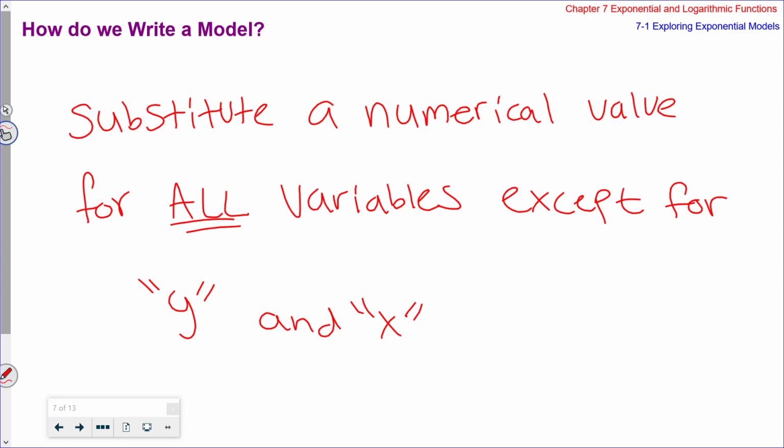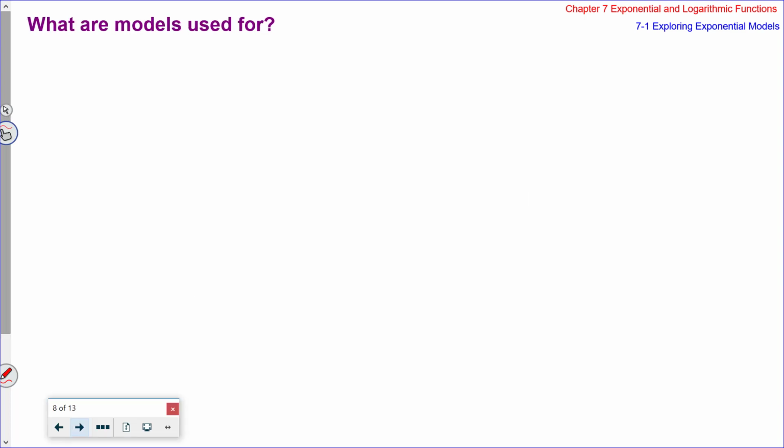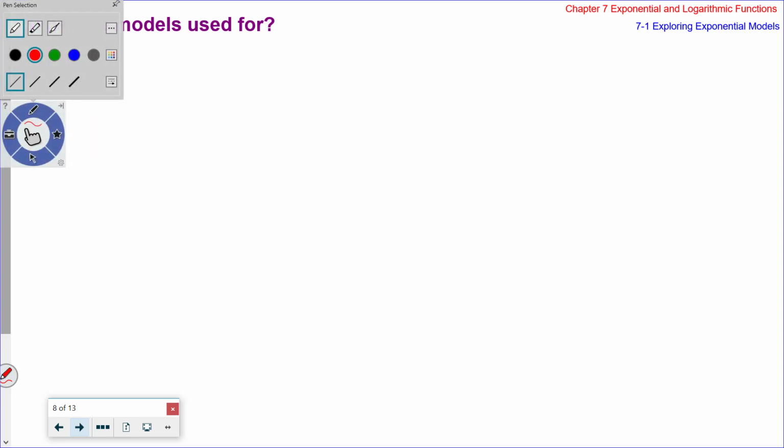Are there any questions about what I'm talking about when I ask you to write a model? Question number 2. What are models used for? What did we use models for in the past? Think about linear regressions. When we created a linear model, what did we use that model to do? The primary function for a model is to make a prediction.